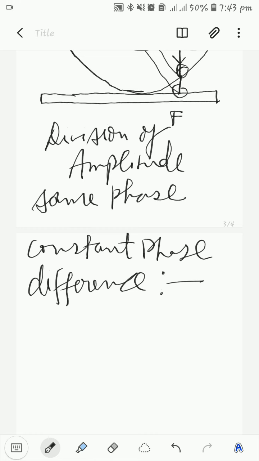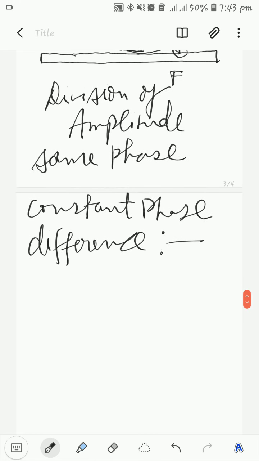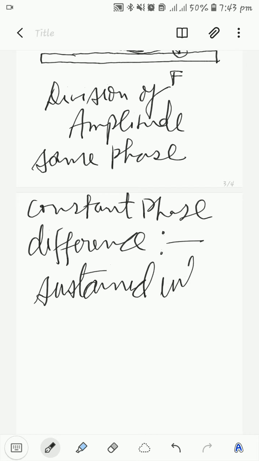Whenever there is a constant phase difference between two light rays, we can say that there will be an interference pattern and they are coherent to each other. If they are coherent sources, then we can say that we will get a sustained interference pattern.